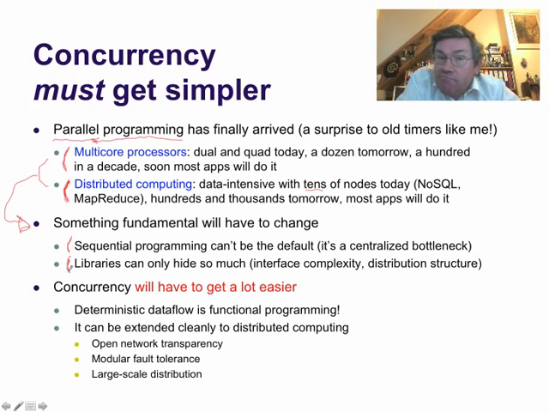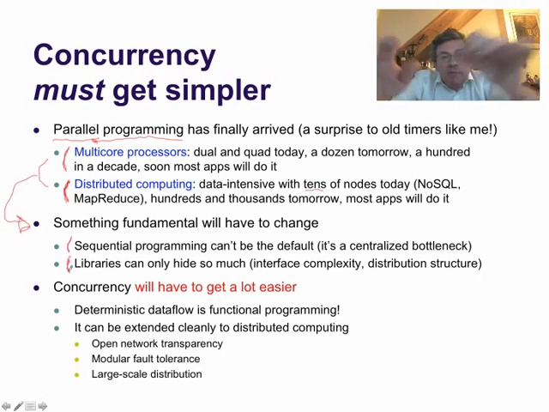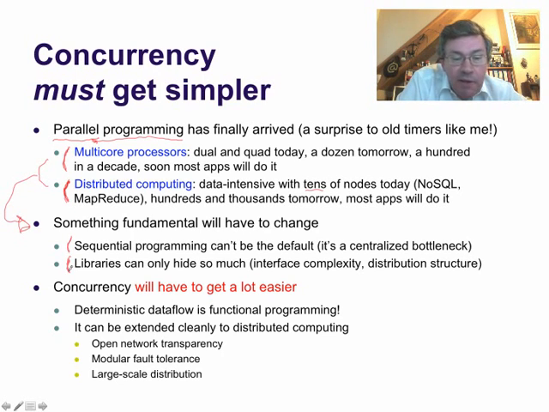Libraries can only hide so much. The interface of the library gets very complex, and you cannot really hide the distribution structure. For example, data is in different places and cannot be moved easily, cannot really be hidden. So, conclusion, concurrency will have to get a lot easier. Well, how do we do that?